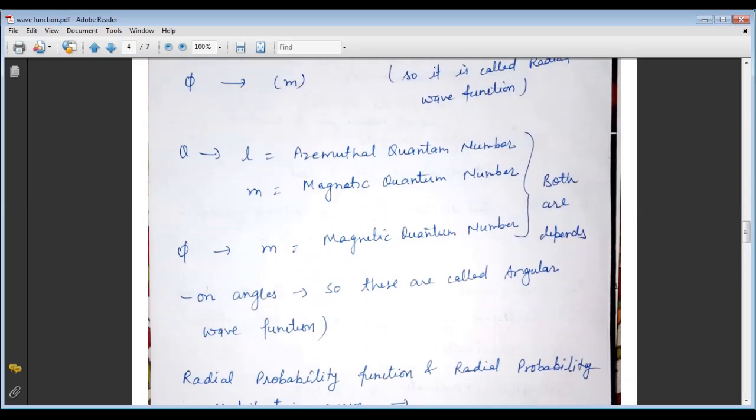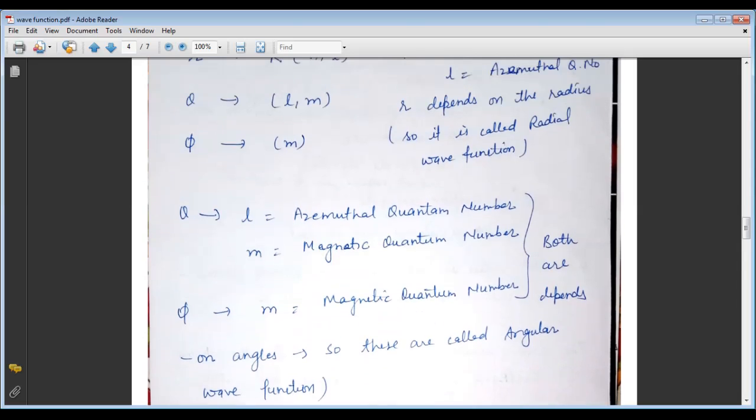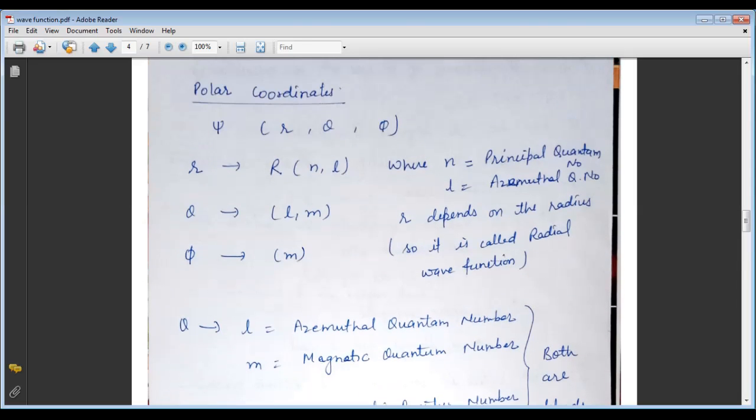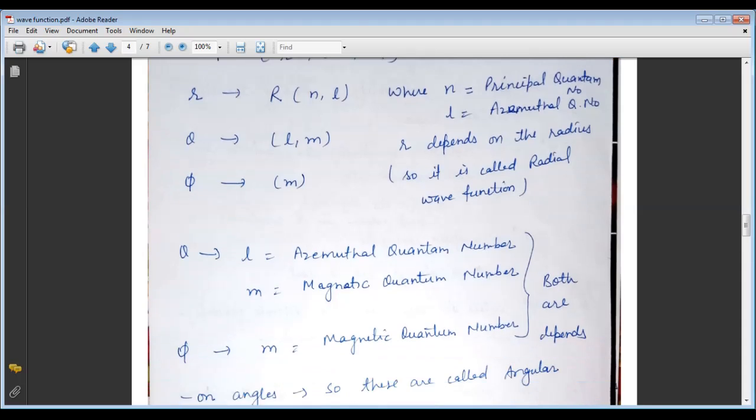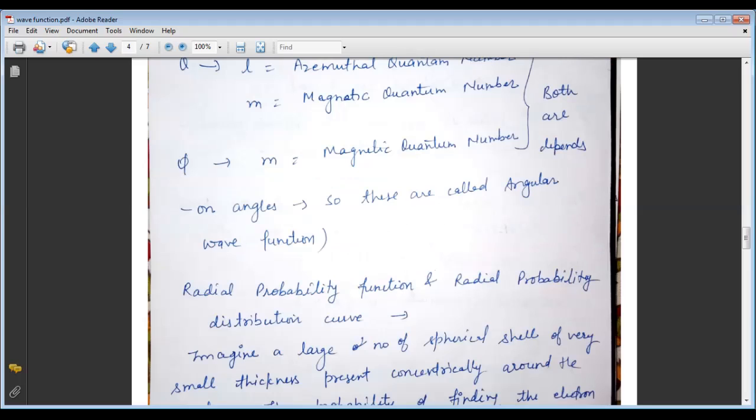Above that, we see that R depends on the principal quantum number and the azimuthal quantum number, and theta and phi both depend on the angle. So these are called the angular wave function.